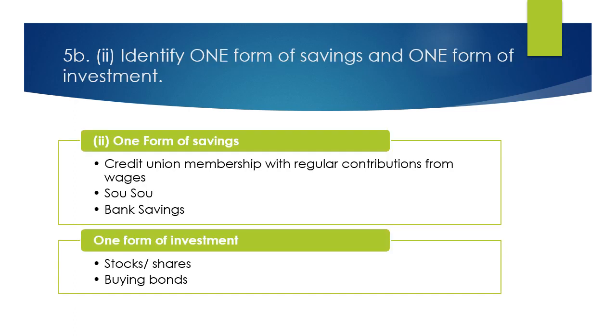Identify one form of savings and one form of investment. So I have a list here. So one form of savings, this would be credit union membership with regular contributions from wages. Then you have your susu, and then you have your savings that you would usually put aside money at home, or even in your bank account, you have a savings bank account. Then one form of investment, you can have stocks or shares, and then you could buy bonds. Let's move on to the next slide.